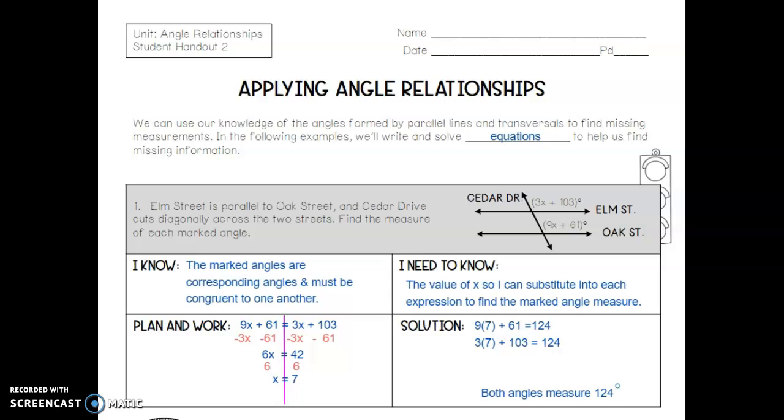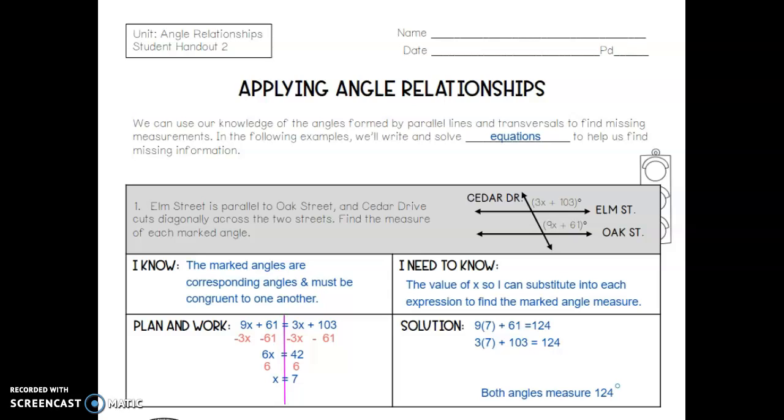Hello, welcome to Angle Relationships Lesson 2. We are still focused on 8.8d, and specifically today we are applying the angle relationships that we learned in Lesson 1. We are grouping that together with what we learned about solving equations in our Linear Equations Unit 2. So it says we can use our knowledge of angles formed by parallel lines and transversals to find missing measurements. In the following examples, we will write and solve equations to help us find missing information.